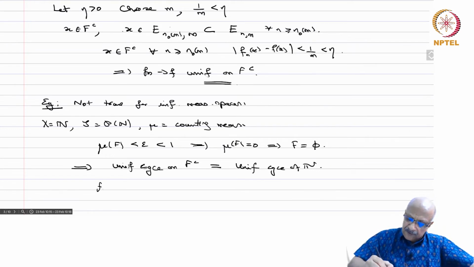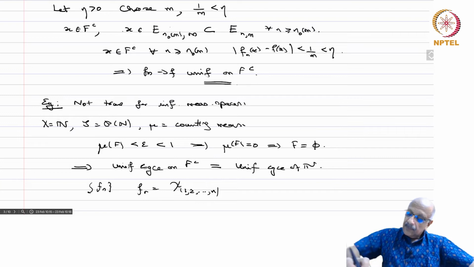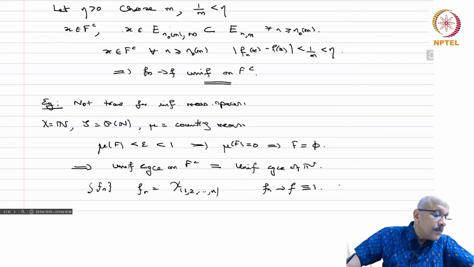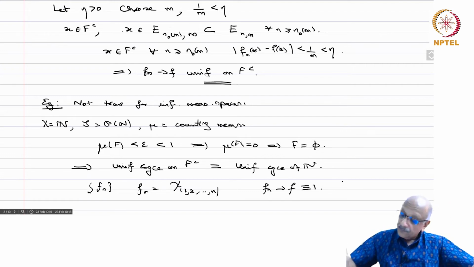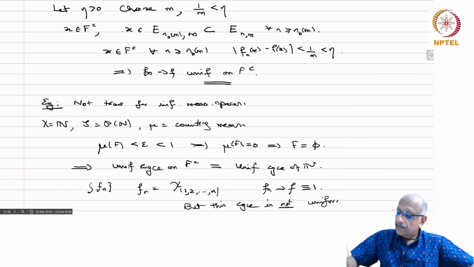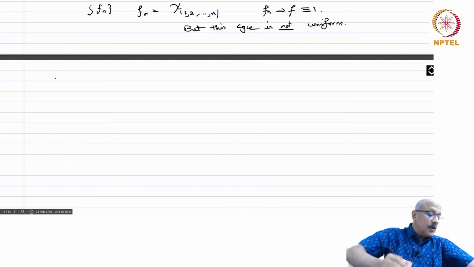So now you look at f_n equal to chi of {1, 2, up to n}. Then f_n converges to f, which is identically equal to 1. But this convergence is not uniform. So Egorov's theorem fails in the case of infinite measures.